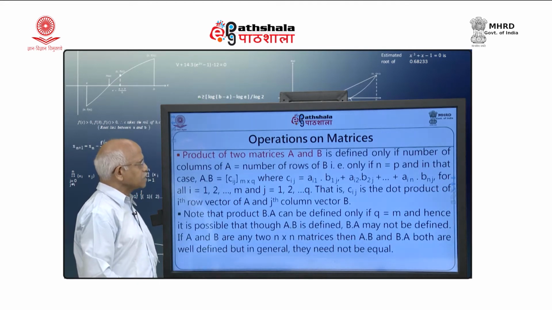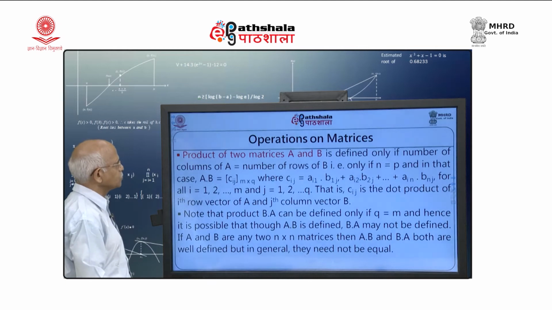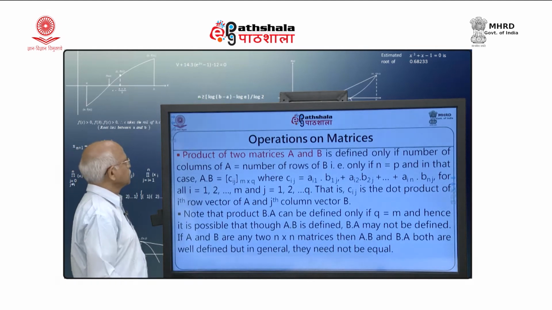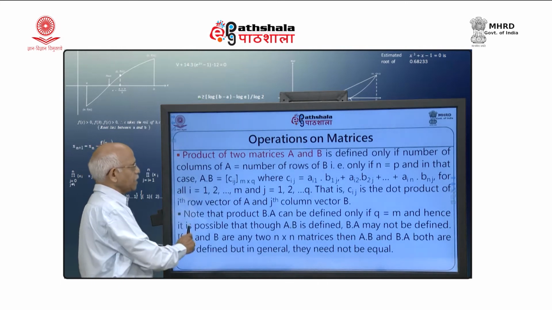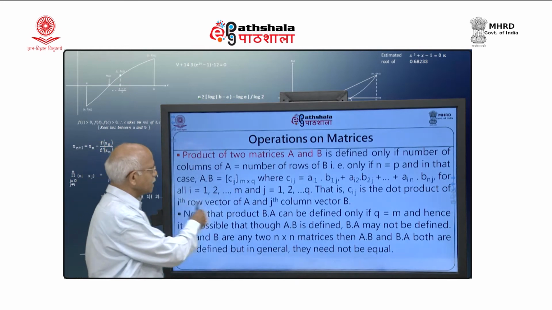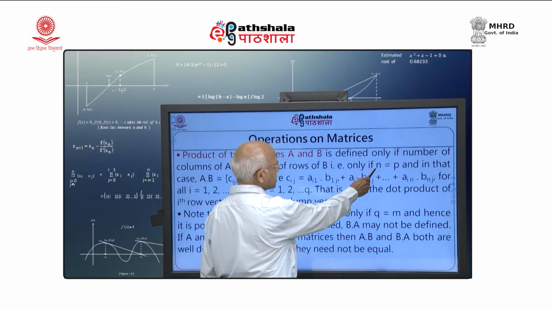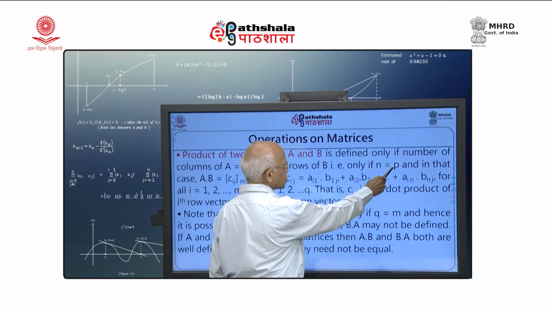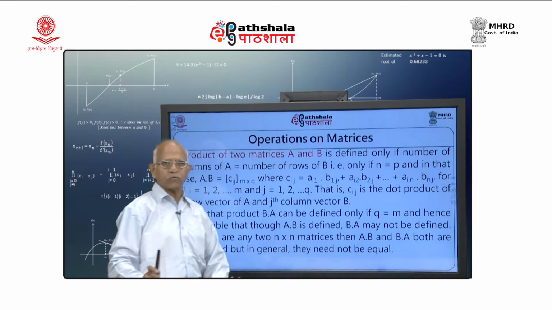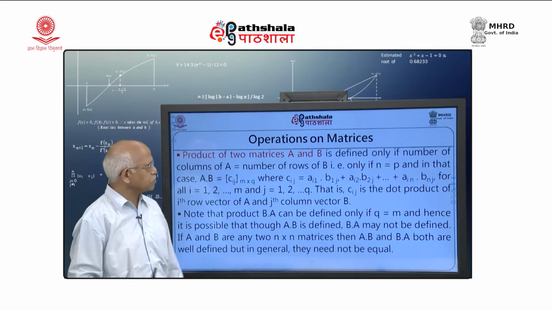Product of the two matrices is again a special operation we define, and it is defined only if the number of columns of A is equal to number of rows of B. So, in this particular case, if number of columns of A, that is n, is equal to number of rows of B, that is p. So, if n is equal to p, then only the product will be defined, otherwise the product will not be defined.